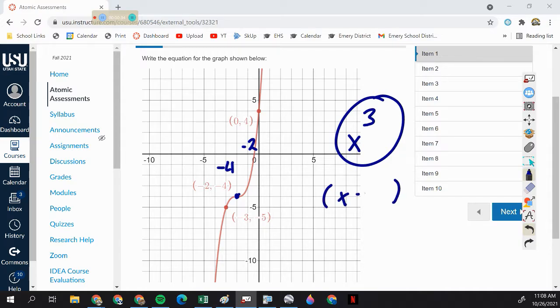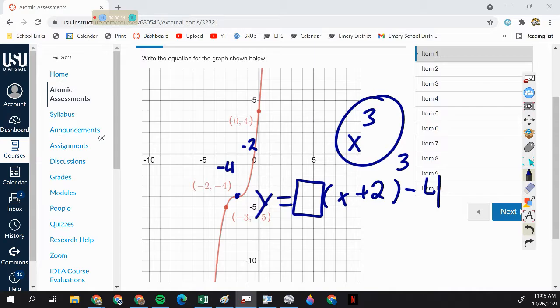So I need to add 2 on the inside because everything on the inside is backwards from what you would expect. Raise that to the third, and then to drop it down 4, I would subtract 4. Now the only question is, what is the constant in front?